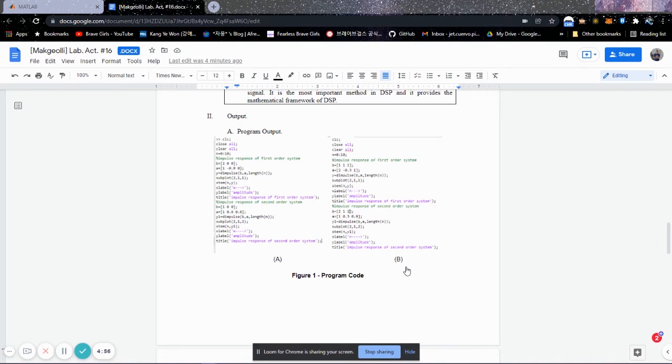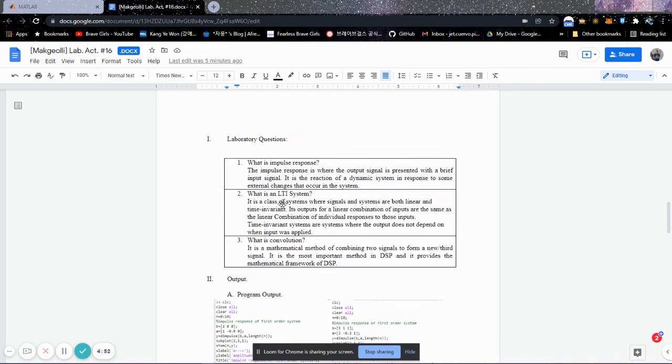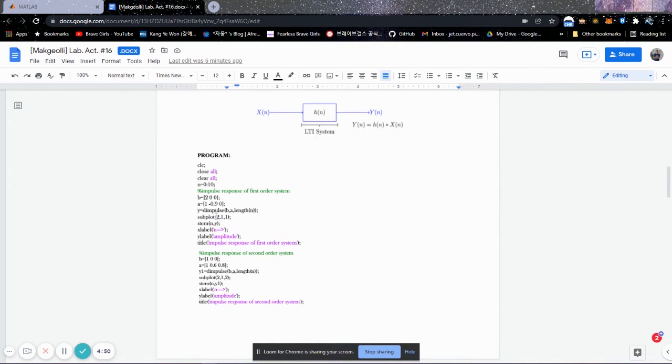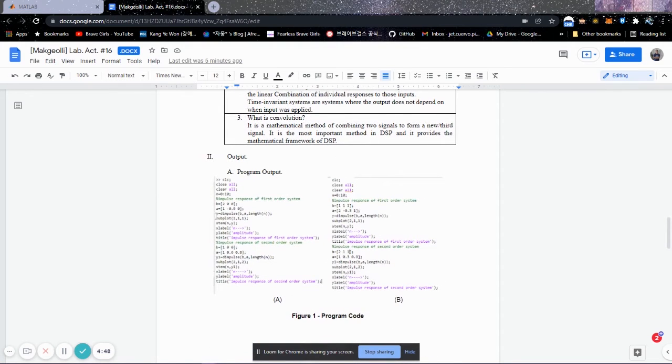And now for our outputs, as you can see, we have used the same codes given above, and we have inputted two sets of samples. Set A would be the given values and set B are the group's values. The group has tweaked some of the values in the parameters A and B for the impulse response of the first order system and the second order system.